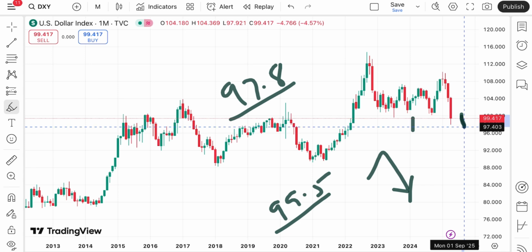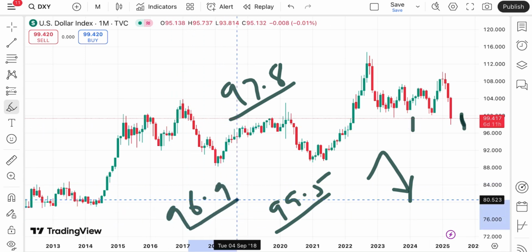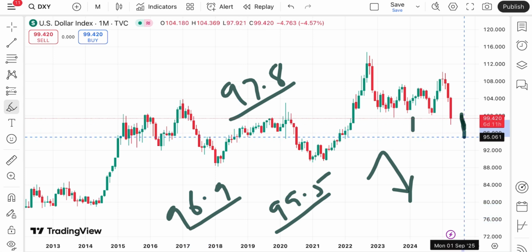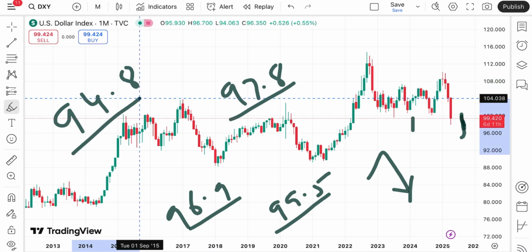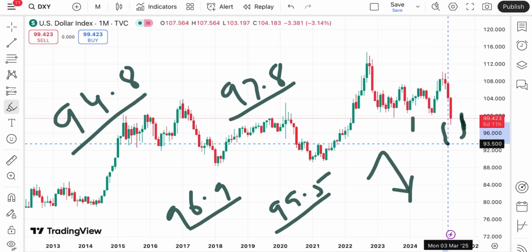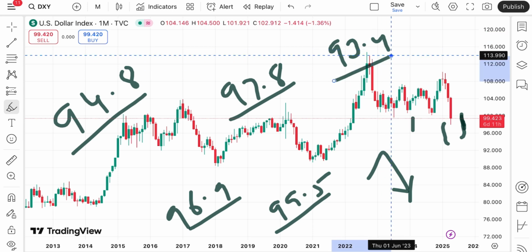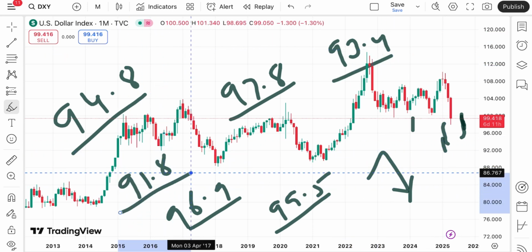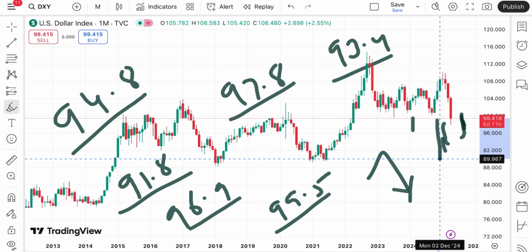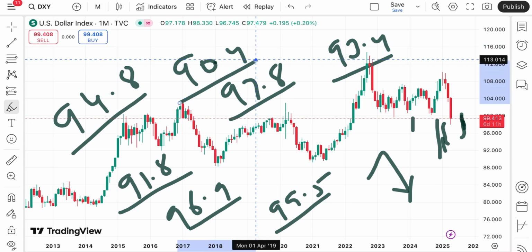Suppose the price starts falling below 97.8, chances of going towards 96.9 will be there. And once the price starts falling below that level, the chance of touching 94.8 is there. If the price falls below 94.8, the chance of touching 93.4 is there. And if that doesn't sustain, a further downfall we can see towards 91.8. And if the price falls below that level, chances are high it will fall below 90.4, and then a further fall we can see.